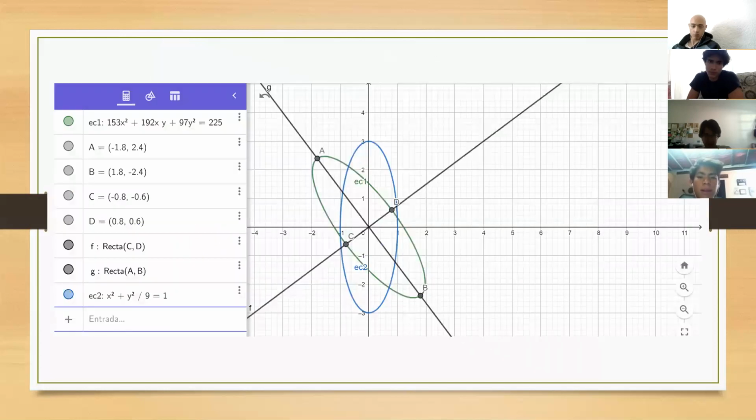So these are the graphs. The rotated one is the green one, and the graph of the expression that we got is the blue one.